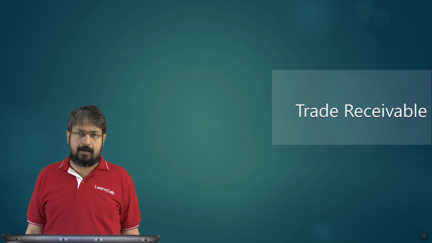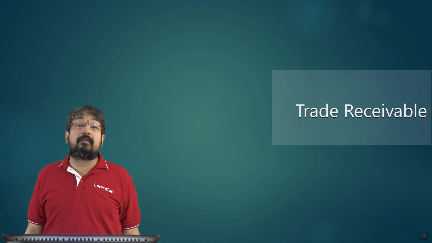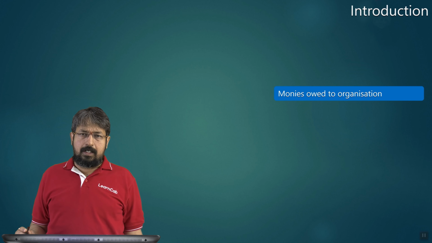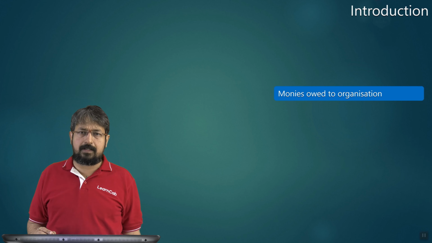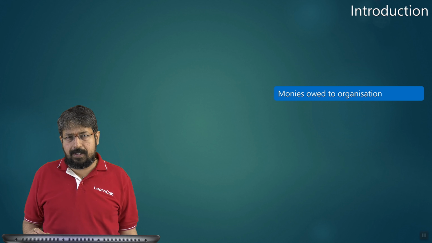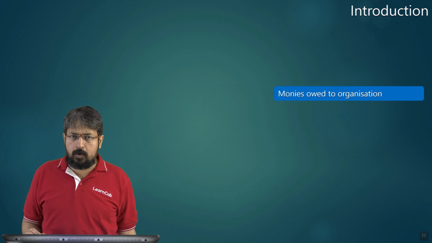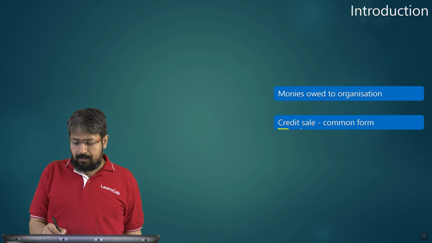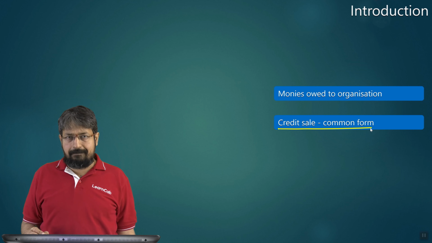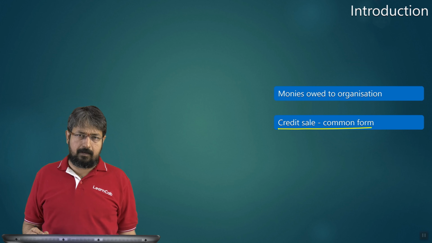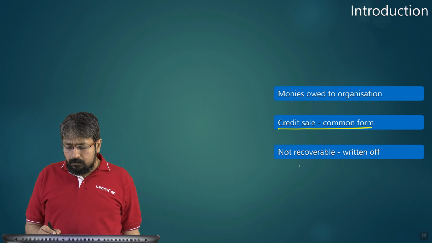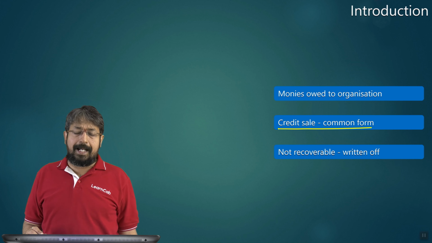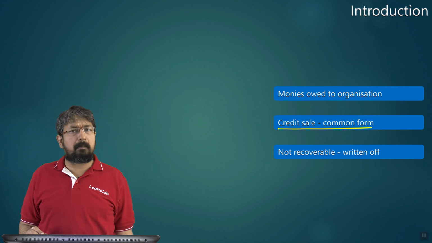So let us try to understand how, as an auditor, we will examine the trade receivable account. First of all, my dear soldiers, trade receivable is nothing but money owed to the organization by the customer on account of credit sale. That is the first thing. Second thing, as I said, credit sale is the most common form by which the trade receivable is created. And further, if these amounts are not recoverable, then in such case it has to be written off and charged to the P&L account.